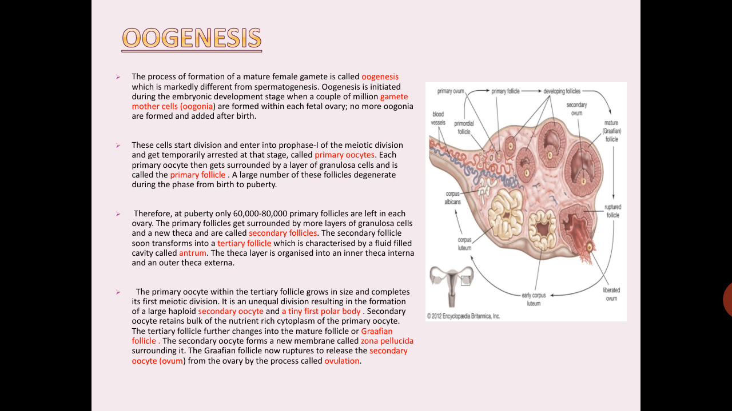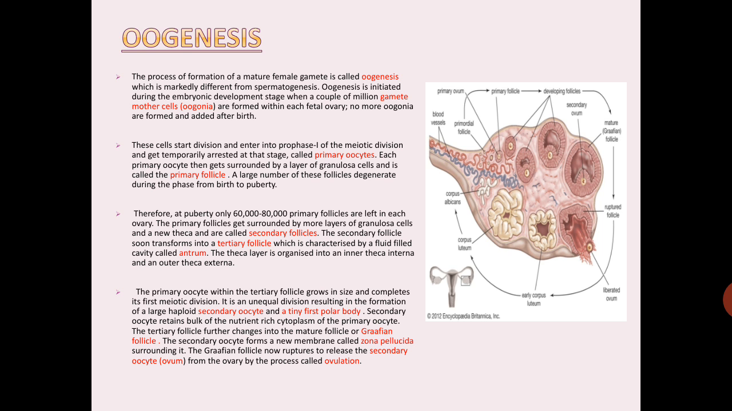So the primary oocyte which is present in the tertiary follicle is growing in size and will complete its first meiotic division. It is an unequal division resulting in the formation of a large haploid secondary oocyte and a tiny first polar body. So here the first polar body is formed by this division and the secondary oocyte has been formed. The secondary oocyte retains the bulk of nutrient rich cytoplasm of the primary oocyte.